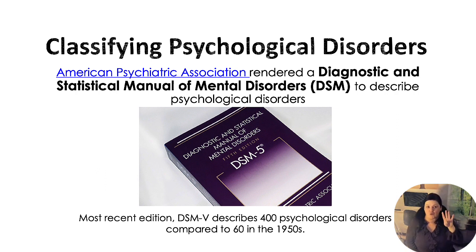It describes 400 psychological disorders compared to 60 that were in there in the 1950s. Think about that. In the last 75 years, how much has opened up in the world of mental illness. Okay, something to consider there. American Psychiatric Association rendered this manual kind of as the Bible for all clinicians, right? They have it. I have a picture of it here for you. Make sure you have it jotted down. The Diagnostic and Statistical Manual of Mental Disorders in order to describe psychological disorders. Okay, we'll talk about why it's so important, right?